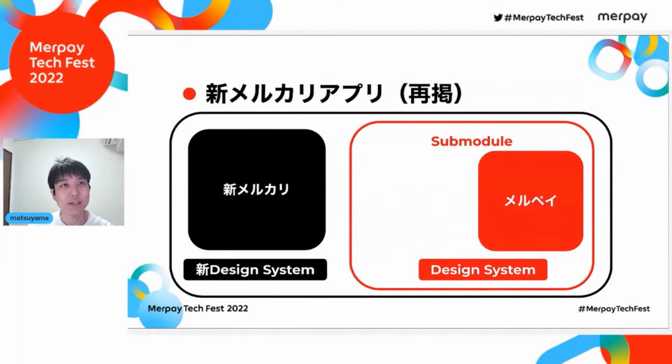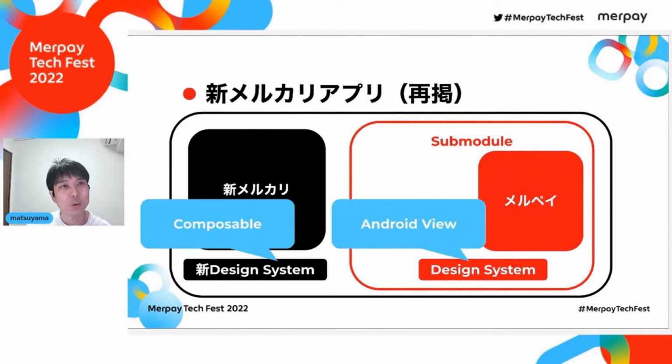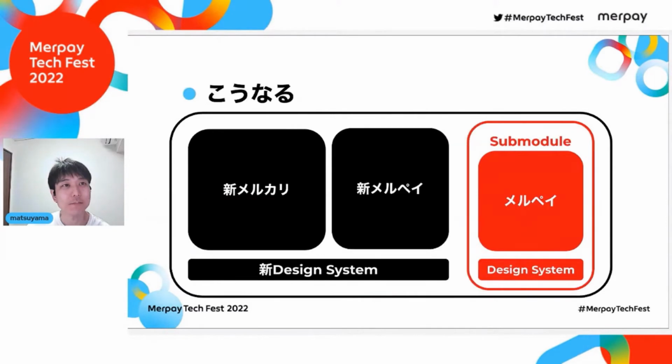Let me remind you again of the repository structure of this Mercury application. There are two design systems at this point. The new one is Composable and the other one is Android View. So we will write the Merpay function in Composable in compliance with the new design system. Then it will inevitably look like this, its implementation in the new repository.